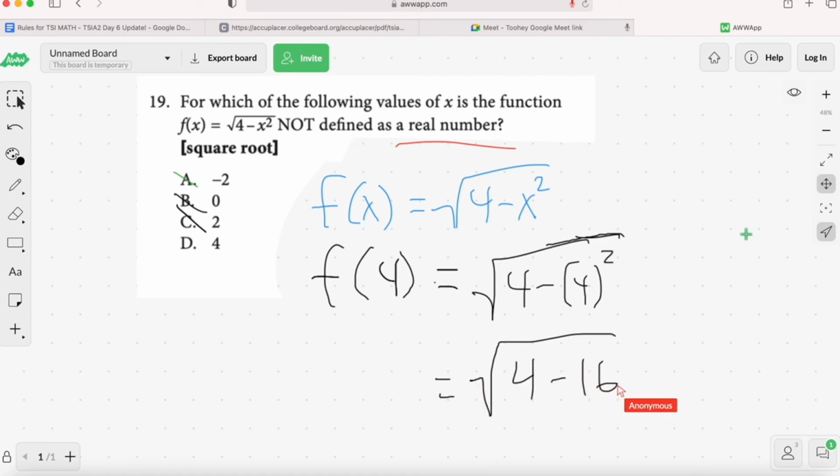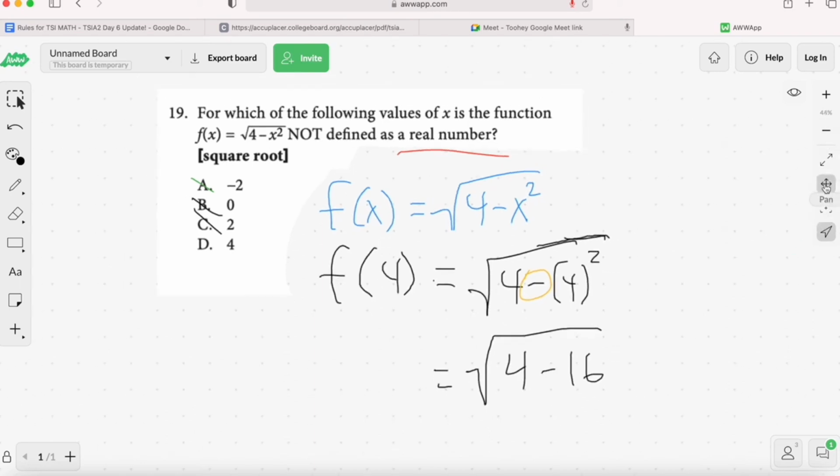I want to make this really clear for anybody watching the recording. That negative sign is outside of the parentheses. So you're squaring the 4. You're not squaring negative 4. If you were squaring negative 4, negative 4 times negative 4 is positive 16. But because that minus sign is outside the parentheses, you're only squaring the 4, not squaring negative 4. So it's still 4 minus 16. Does that make sense, Francisco? Yes. Okay.